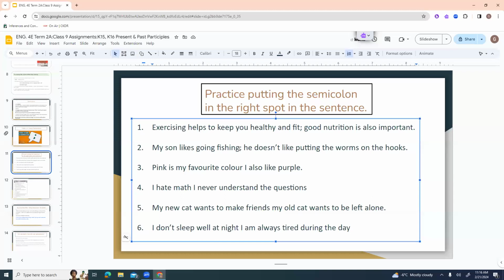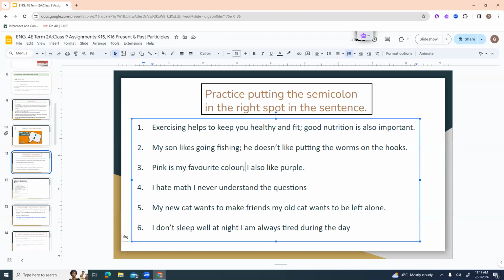Number three, pink is my favorite color. I also like purple. Now, if you weren't sure where the first sentence ends, one thing to look for is where we see a new subject beginning. So, pink is my favorite color. All right, there's the end of one sentence because I is starting a new concept. I also like purple.